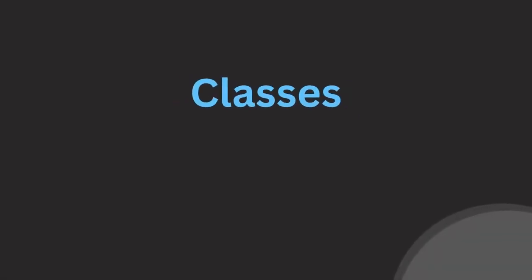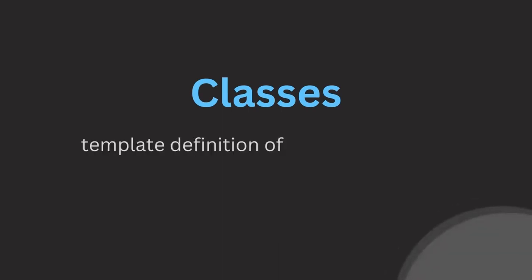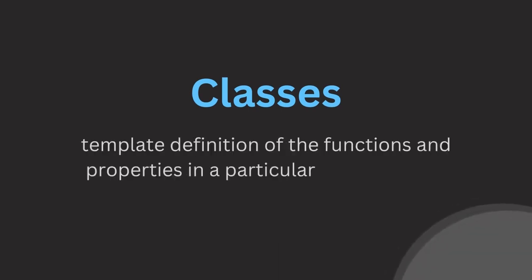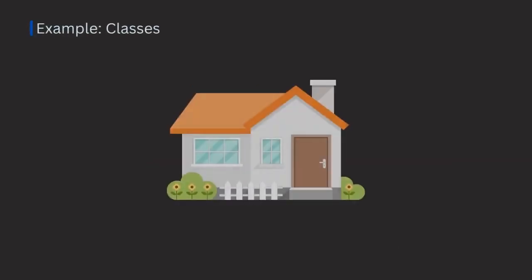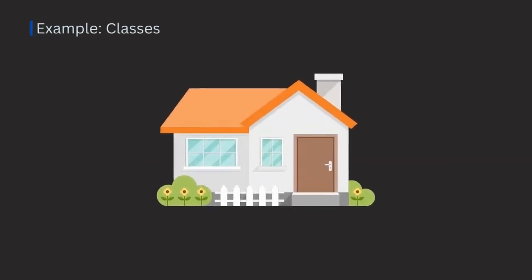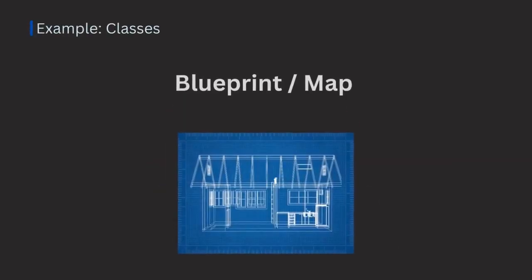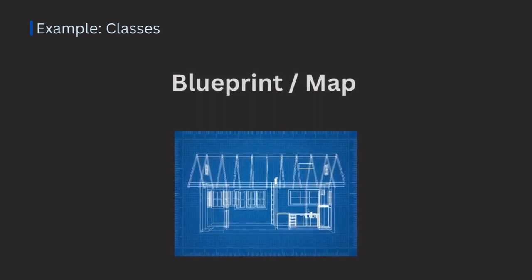Start with classes. In object-oriented programming, a class is a template definition of the functions and properties in a particular kind of object. Let's understand the concept of classes with a real-world example. Take an example of a house. Before constructing a house, we always make a blueprint or map of a house.